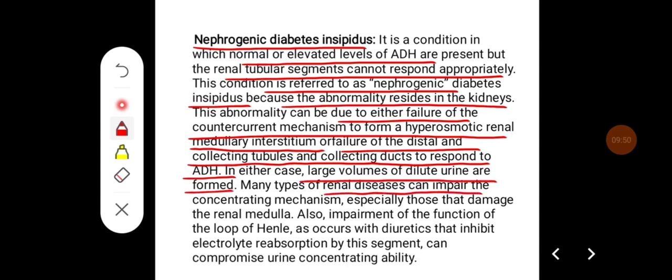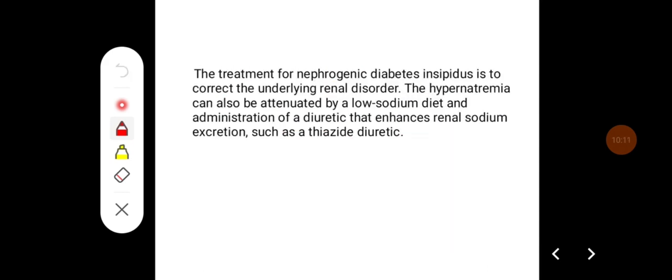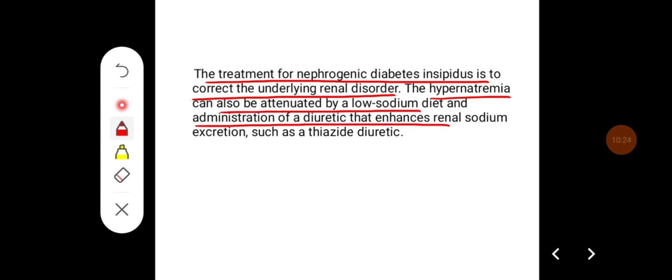Many types of renal diseases can impair the concentrating mechanism, especially those that damage the renal medulla. Also, impairment of function of the loop of Henle, as occurs with diuretics that inhibit electrolyte reabsorption by this segment, can compromise urine concentrating ability. The treatment of nephrogenic diabetes insipidus is to correct the underlying renal disorder. The hypernatremia can also be attenuated by a low sodium diet and administration of a diuretic that enhances renal sodium excretion, such as thiazide diuretics.